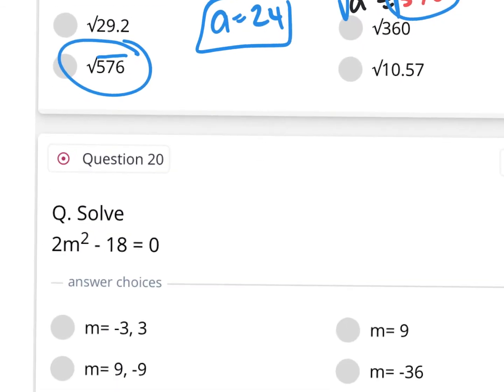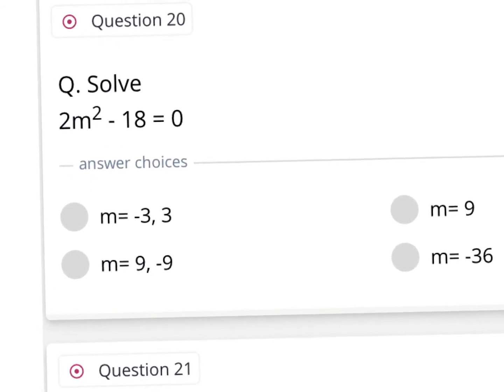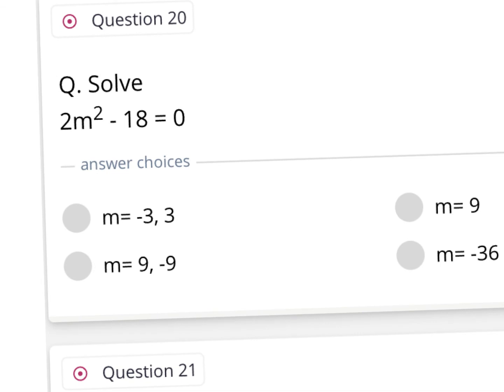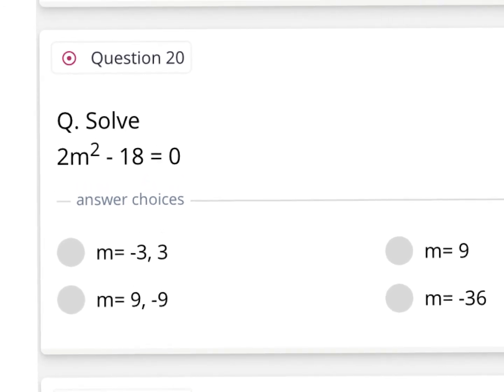Moving on to number 20. Solve. And it is a quadratic equation. Now, if I had a quadratic trinomial like 2m squared plus 3m minus 18, then I would worry about factor splitting and solving or using the quadratic formula. However, only because there's only one single m squared here, right? There's a single m squared. There is no other m's. It doesn't say 18m. So if I only have a single m and it's squared, let's isolate the m.